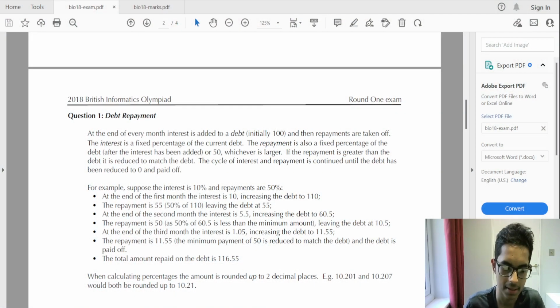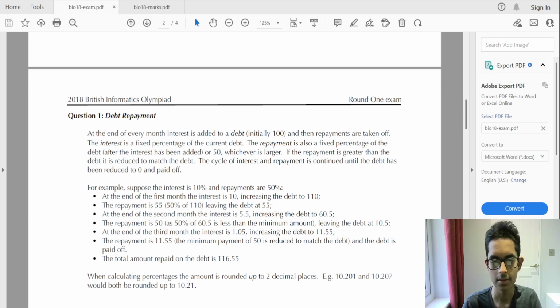So the question is basically modeling some sort of debt repayment scenario, and I'll let you read the question, but I'll just explain the summary of the question. Pretty much, what's happening is that the debt of a person starts off at 100, and then, as with debt in real life, it accumulates interest over months, and obviously you need to pay off your debt as every month goes by.